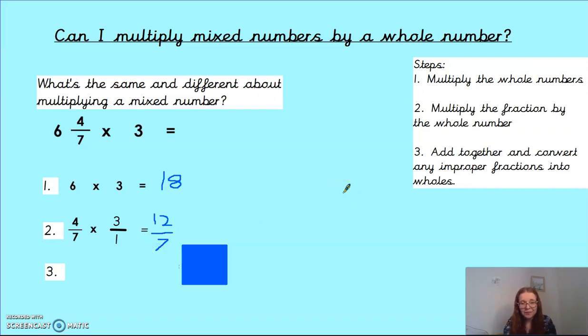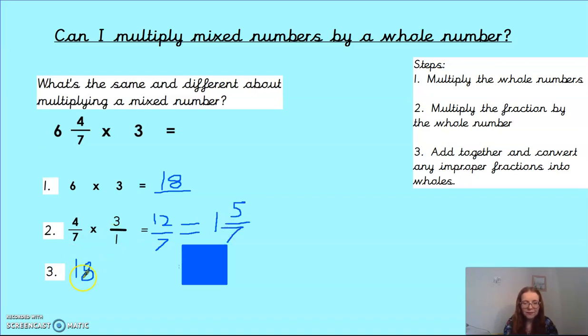Then I'm going to add them together, and then I'm going to convert any improper fractions into wholes. So I've got 18 wholes here, and I've got 12 sevenths. Now that's an improper fraction, so can I change that into a mixed number? How many sevens go into 12? Well, 1 seven goes into 12. How many do I have left over? I have 5 sevenths left over.